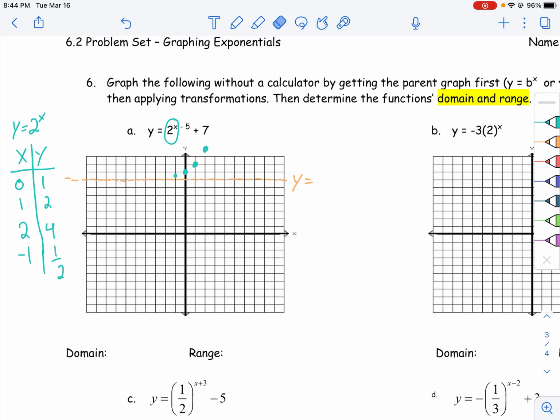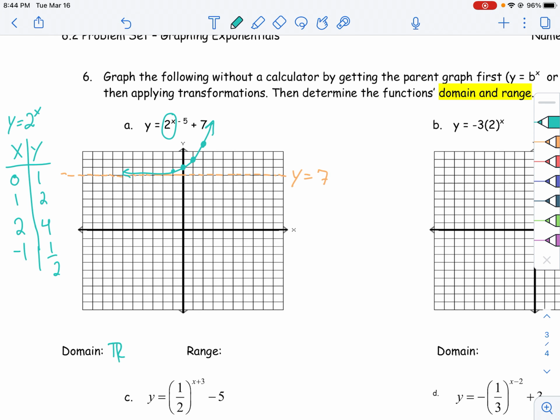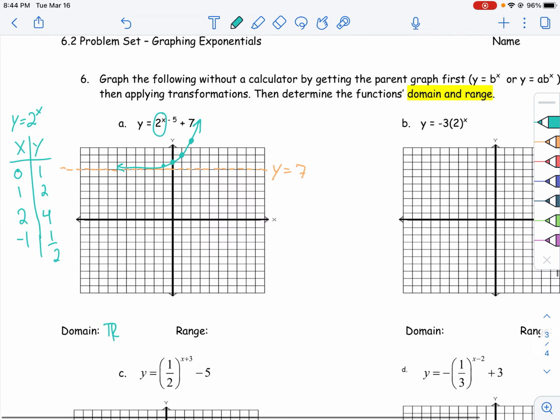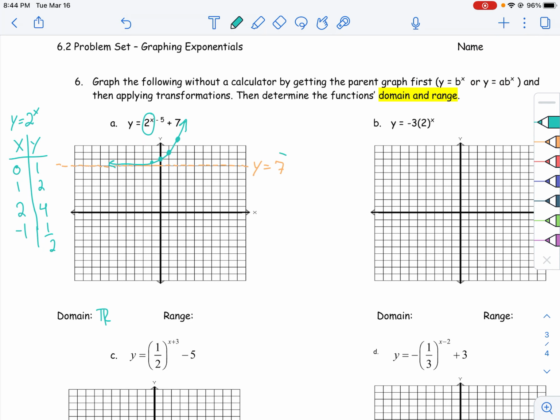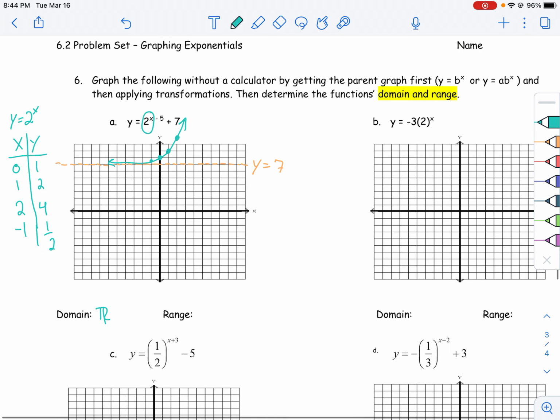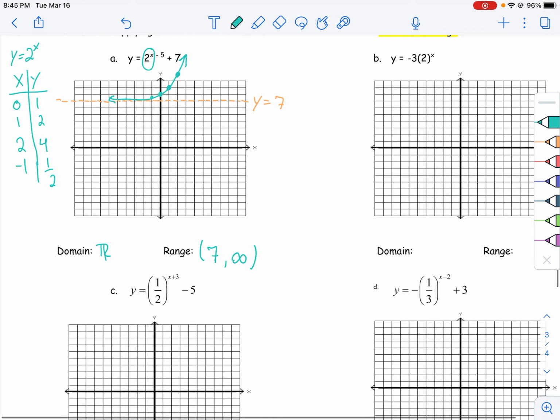Okay, so our horizontal asymptote became, instead of 0, y equals 7. So then our graph comes right through like this and looks just like this. Our domain, we can plug in any x value, doesn't matter. But the range, right, we're getting close to 7, but we're never going to reach 7. So our range is from 7 to positive infinity.